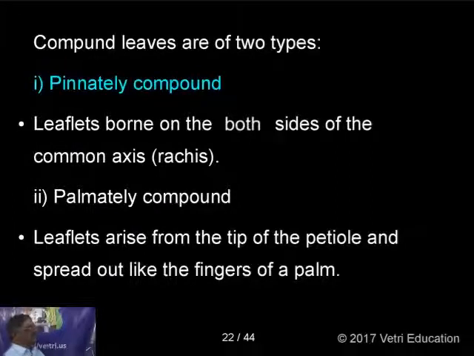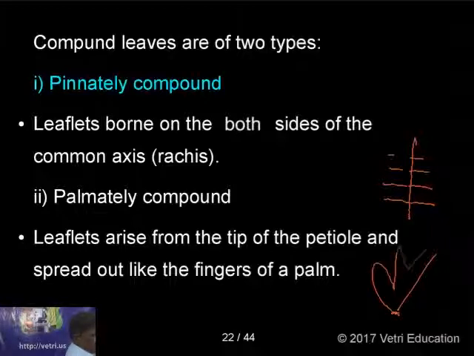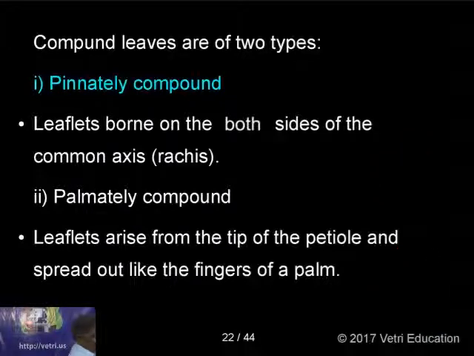One is called pinnately compound leaves. The names you remember, the pinnate and palmate. The pinna means just like a feather. You can find the leaflets arranged on both sides. That is called a pinnately compound leaf, pinnate compound leaf. Or if you find these leaflets are arranged just like this, that is called palmately compound, or you can have this palmately reticulate venation.